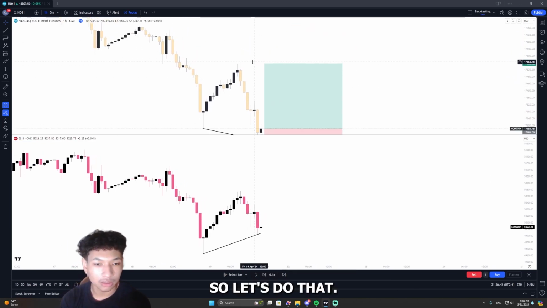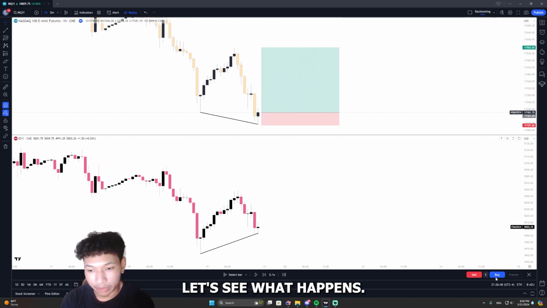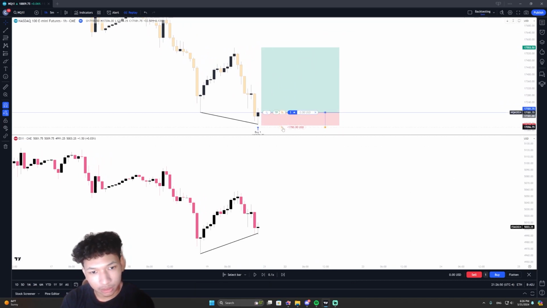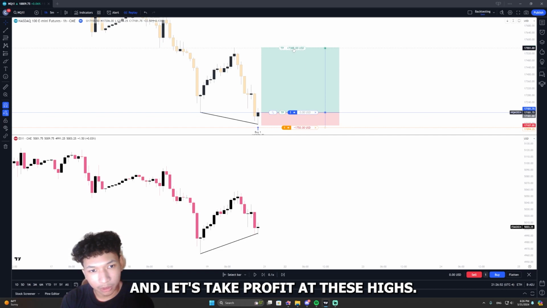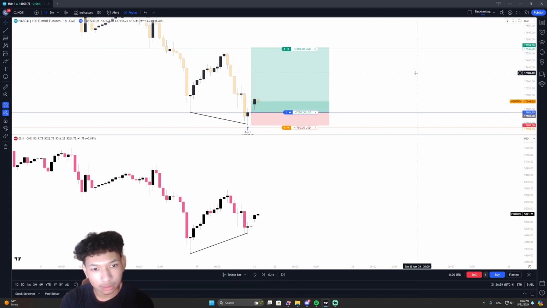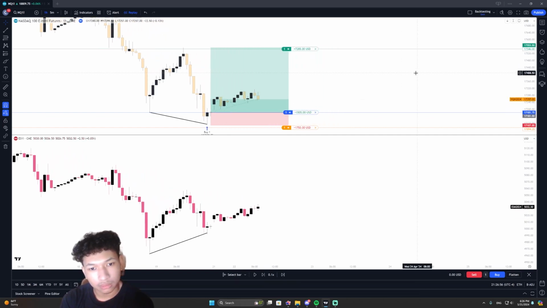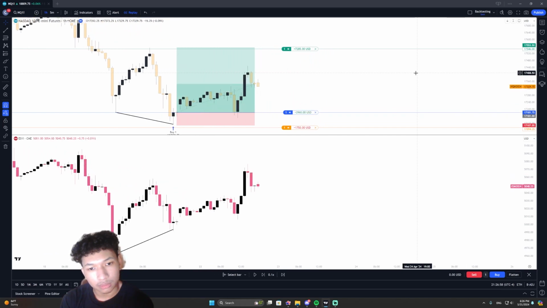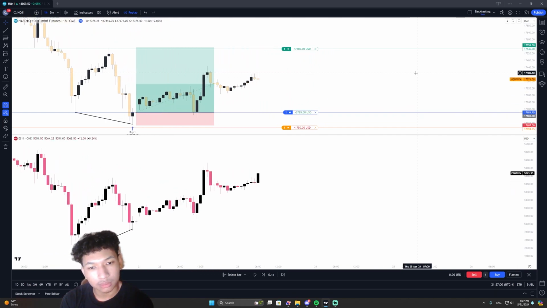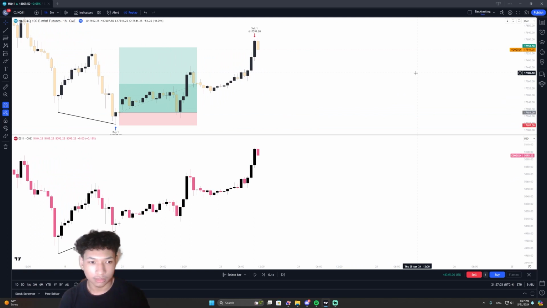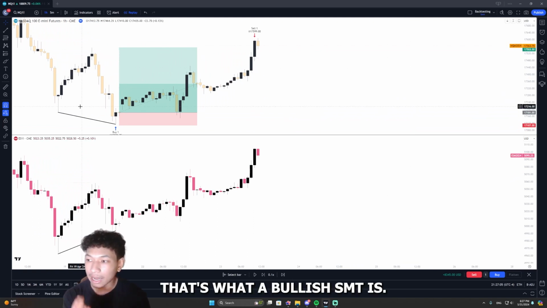So let's do that. Let's see what happens. Let's set our stop loss here, and let's set our take profit at these highs. So you see, that's what a bullish SMT is.